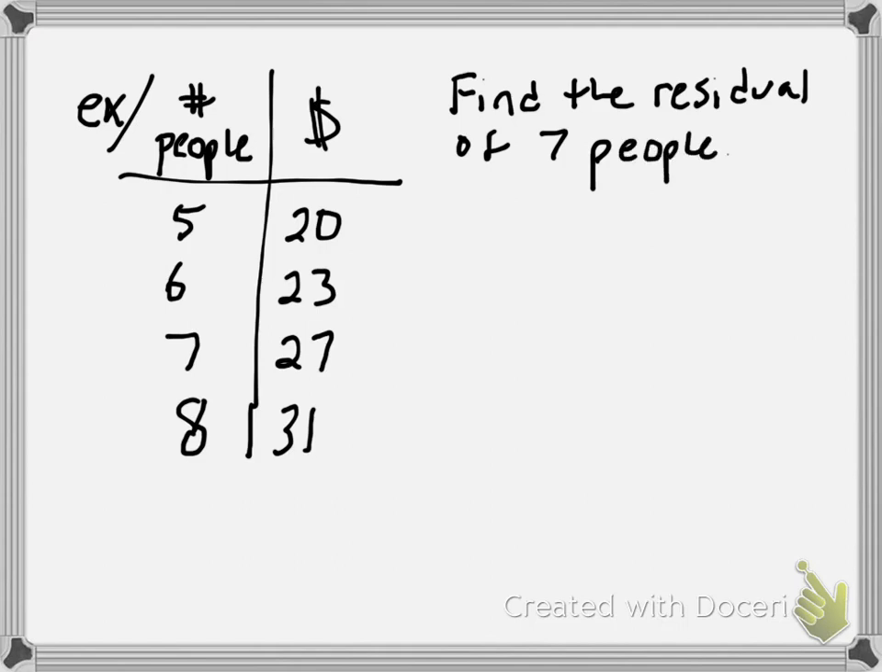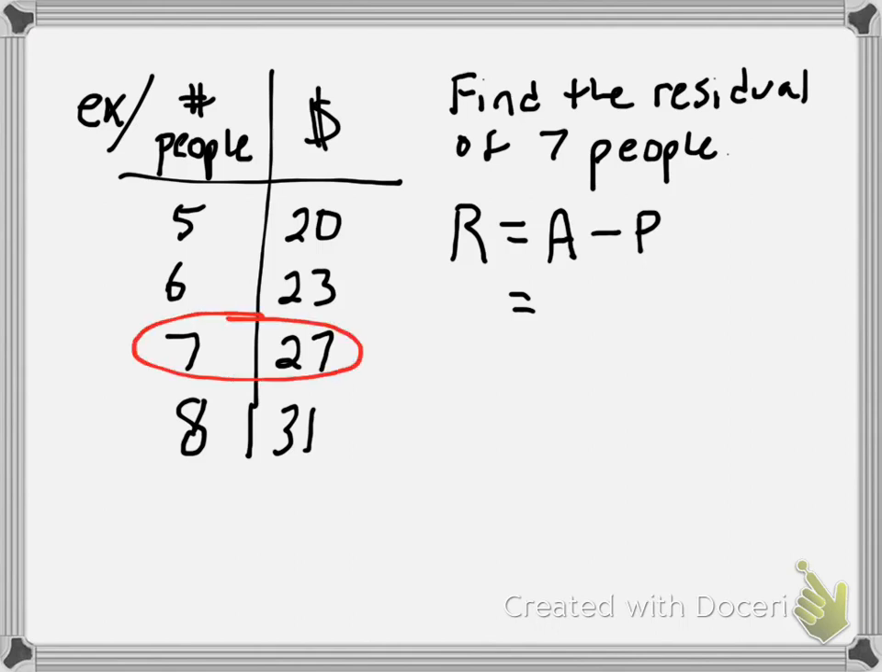Okay. So, again, if we're finding a residual, we know it's going to be the actual minus the predicted. In order to find our residual, sorry, I had to pause for my children again. So again, residual is actual minus predicted. The actual is our actual data value, so we already have it. We know we're looking for 7 people, which happens to be here. So the actual for 7 people is 27. The actual comes from the table of values.